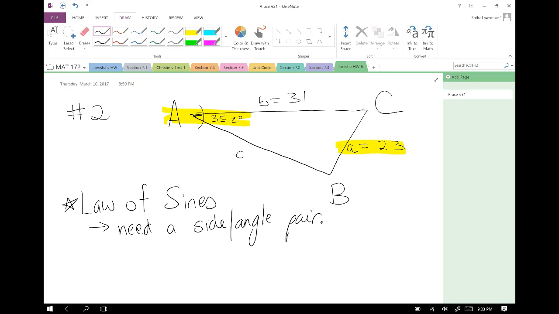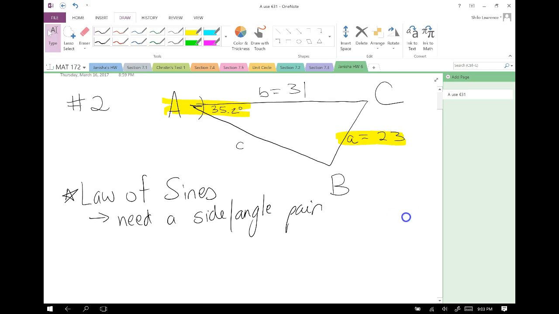So like if they gave you angle A and then side B and side C. So those are 3 different letters. So you don't have any side angle pairs. So then you'd have to use law of cosines. But because we have both of our A's, we can use law of sines.